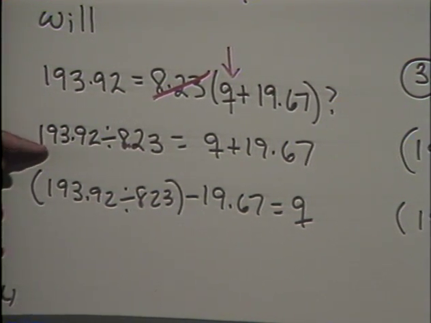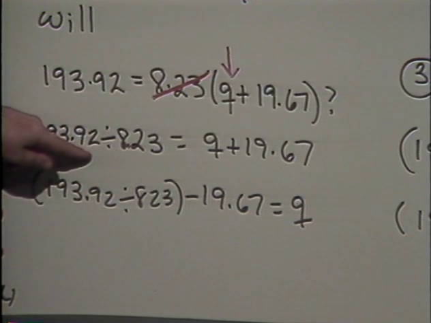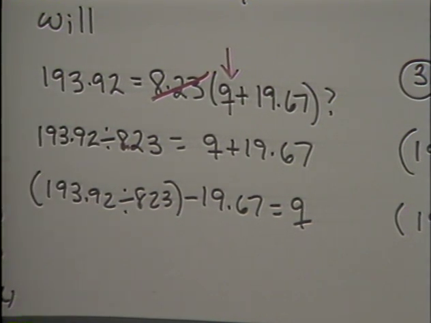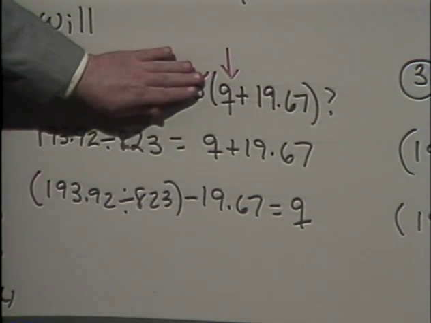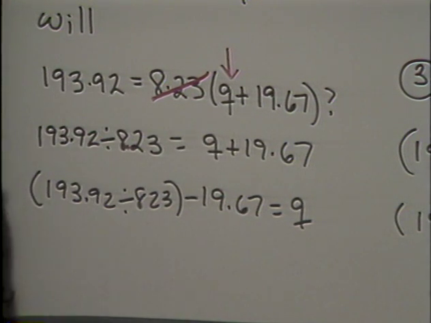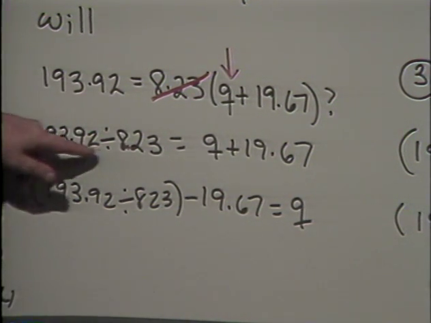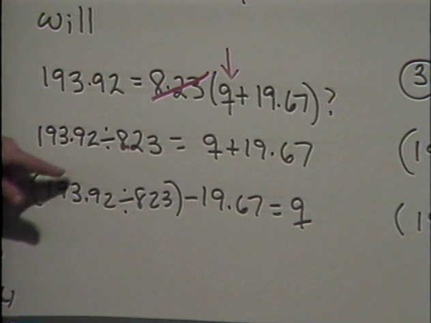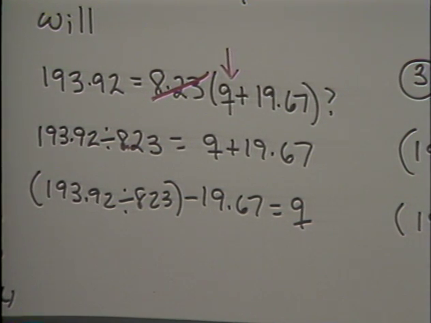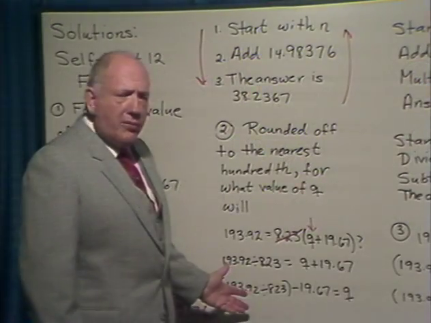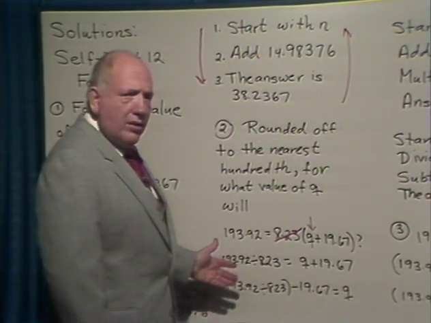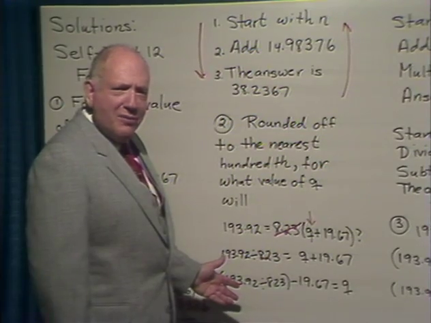So on the left-hand side, I now have 193.92 divided by 8.23. On the right-hand side, all I have left is q plus 19.67. You may wonder why I haven't simplified this. I'm again trying to emphasize the beauty of the calculator. With the calculator, you can do all of the operations in one fell swoop.